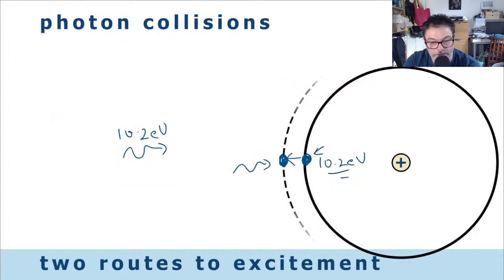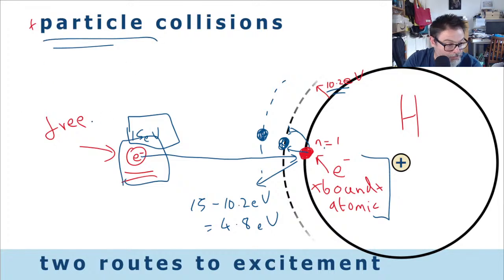So when you get a question like this, because you will, try to be clear: is it a photon that's doing the excitation, or is it a particle that's doing the excitation? Because that's the key point, really.